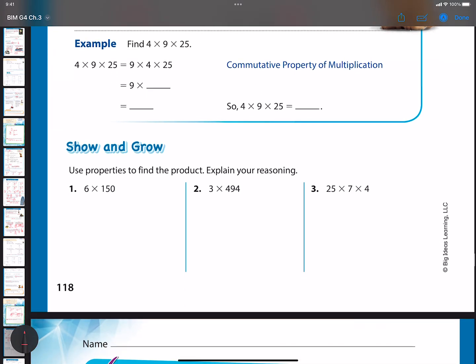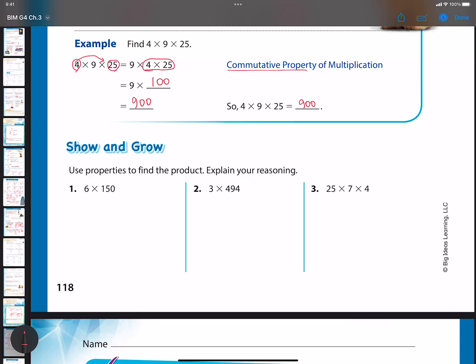Next example. Find 4 times 9 times 25. Again, 4 and 25, they're very friendly numbers. Why? Because 4 quarters are equal to what? Yes, $1, which is 100 cents. Now you are going to switch the order, which is the commutative property. So we are going to switch this into here, so you are going to do 4 times 25 first. 4 quarters are 100, right? 9 times 100 is what? 900. So 900.